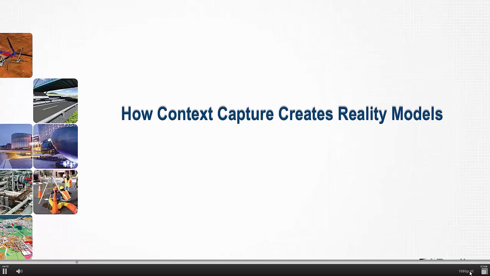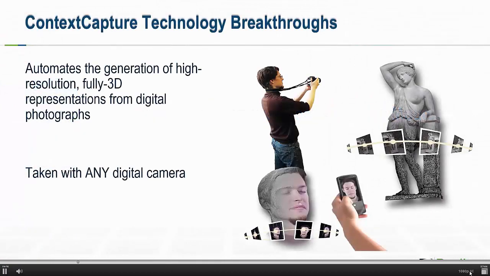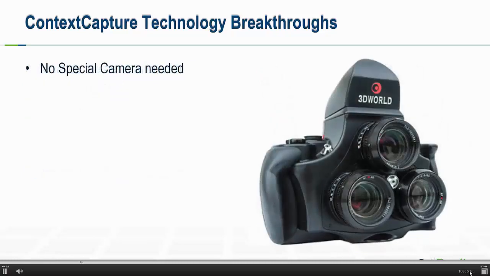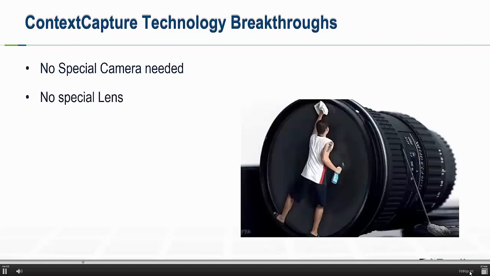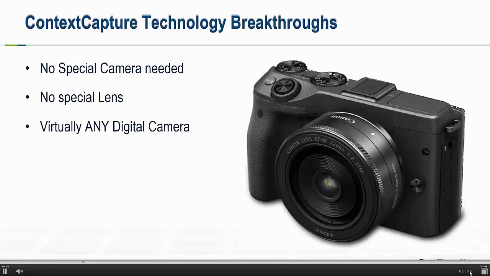Next, we'll look at how ContextCapture works. ContextCapture generates full 3D reality models from digital images. These images can be taken with virtually any digital camera. There's no special camera needed, no special lenses, virtually any digital camera.